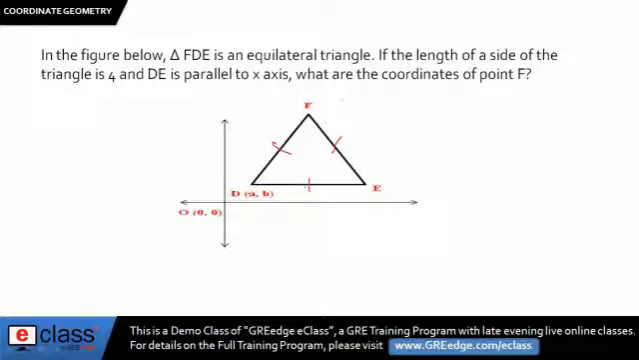And what is given in the question? The length of the side of the triangle is 4 centimeters. I got one more piece of information from the question. And DE is parallel to the x-axis. The line's distance is always equal. I'm getting more points now. Then what is the coordinate of the point F? Now tell me the meaning of the line.